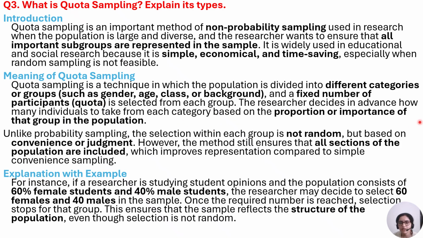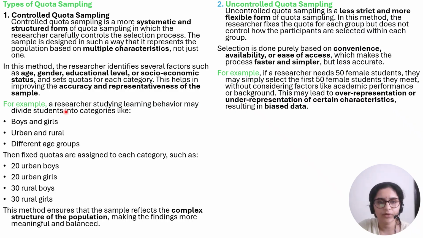The researcher will decide in advance how many individuals are to be taken from each category, based on the proportion or importance of that group. Okay, so we have seen this explanation previously. Types of quota. Controlled quota sampling. It is more systematic. It is a very systematic and structured form of quota sampling in which the researcher will carefully control the selection process. The sample is designed in such a way that it represents the population based on multiple characteristics, not just one.